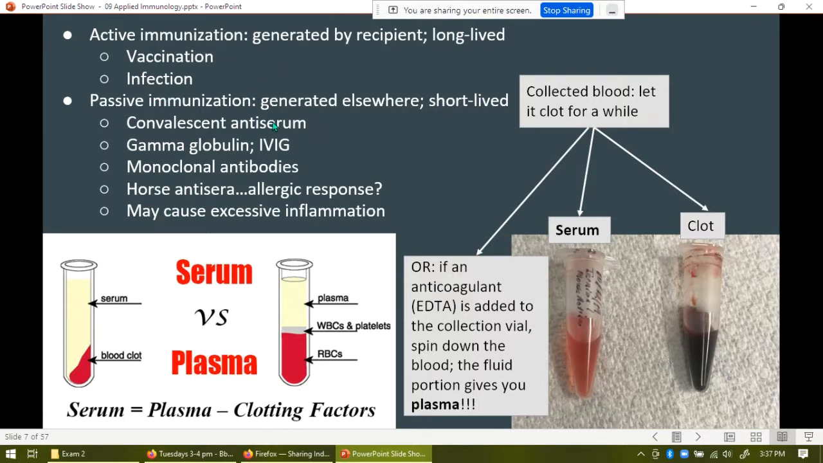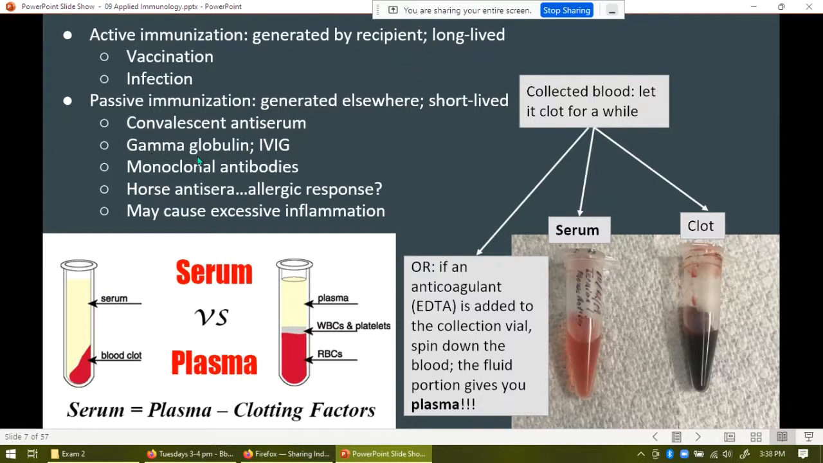Then there's passive immunization, which was basically generated by something or somewhere else, and that is short-lived. So this often comes in the form of injecting antibodies into people. For example, convalescent antiserum that has been used within the last couple of years to treat COVID. They take antibodies from someone who had an infection with COVID, and they inject those purified antibodies into a patient who currently has COVID, and those antibodies bind to the virus and prevent it from infecting more cells, right?